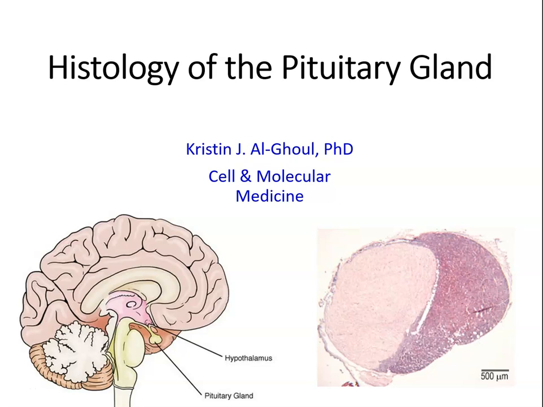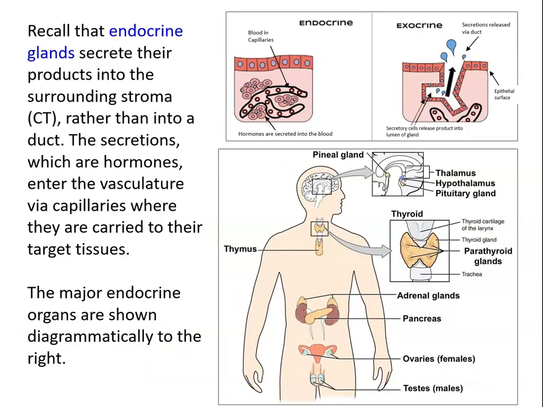In this series of videos, I'll be covering the histology of the pituitary gland. Remember that endocrine glands secrete their products into the surrounding connective tissue stroma, rather than into a duct like exocrine glands. You can see them here, where you have the collections of the endocrine cells secreting into their surrounding matrix.